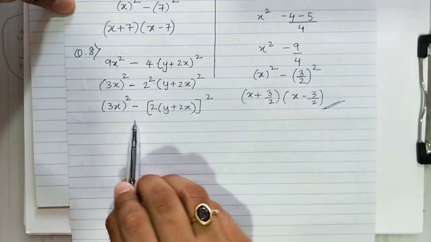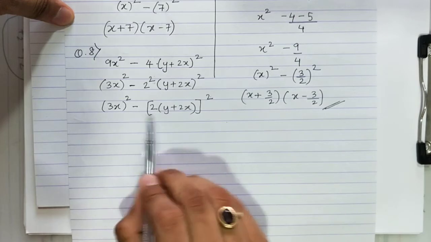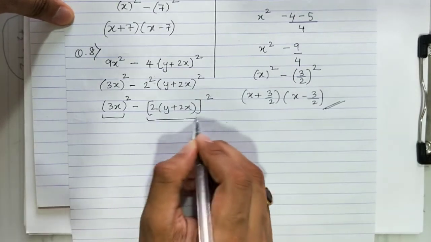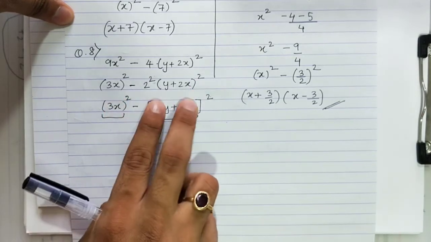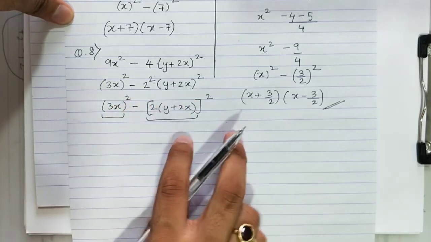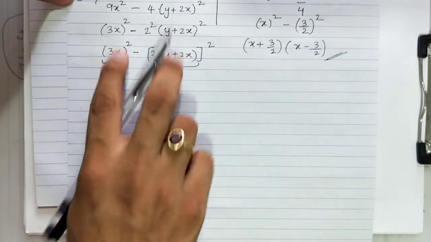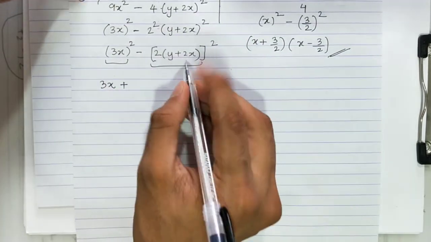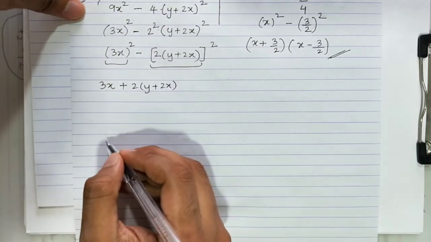That now it became the formula. It came in that form where first bracket square minus second bracket square. See, this is the first bracket and this is the second bracket. First bracket square minus second bracket square. This entire thing is in one bracket. Okay, so add both the brackets and subtract both the brackets. So how to add both the brackets? It will be 3x plus, I'll write here 2 into y plus 2x.